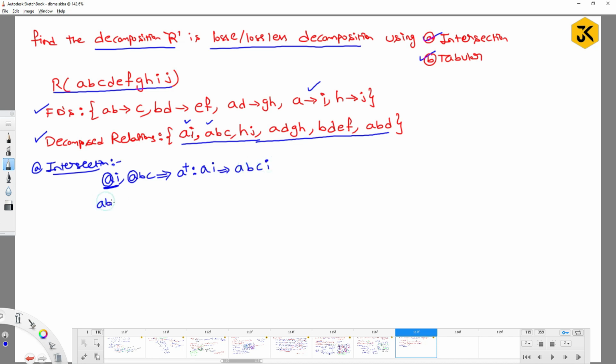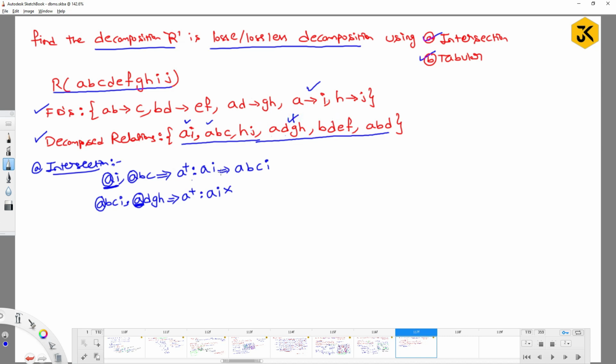Now one relation is ABCI. Can I combine it with HJ? No, because there is no common column. Can I combine it with ADGH? Yes, if I try to combine with ADGH, the common column is A. If I find A closure, A determines AI. Is there any chance to determine I or A? No, it is not possible. In this situation A is not a candidate key, so you cannot combine this also.